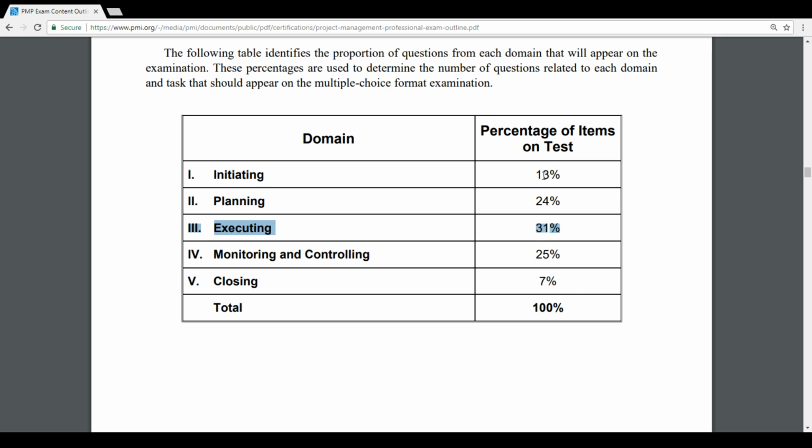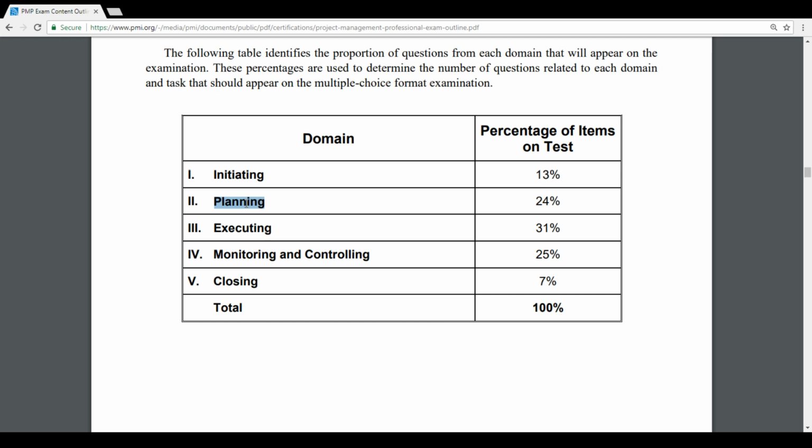So initiating plus executing plus closing, you're going to have to be crazy to ignore those 13 processes. 13 processes gives you 50%. That is sick. Now take a look at planning. You've got 25, giving you 24%.